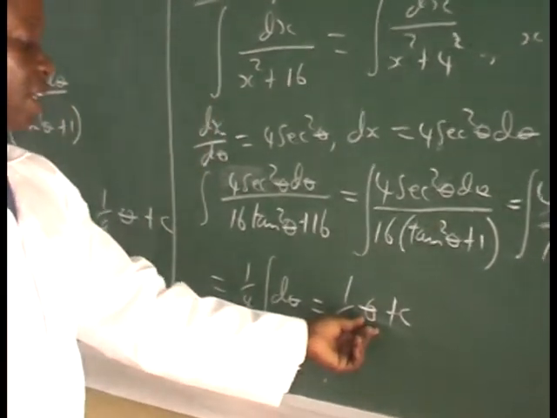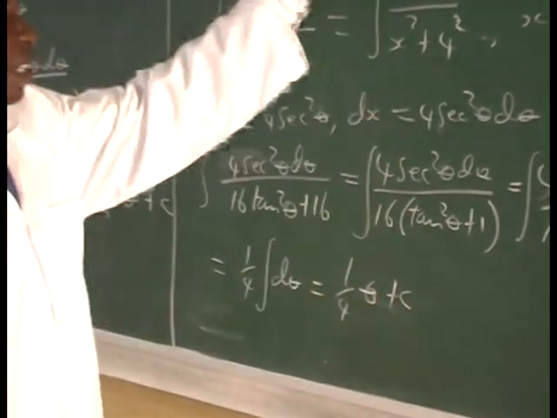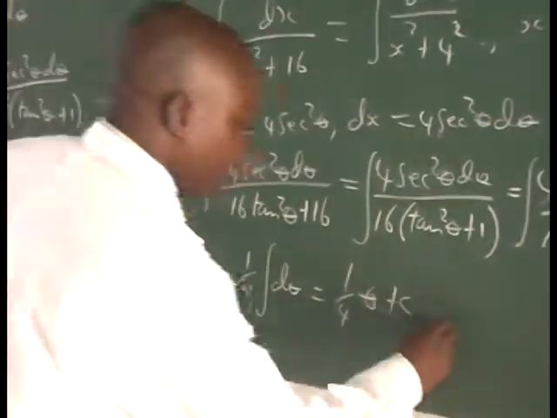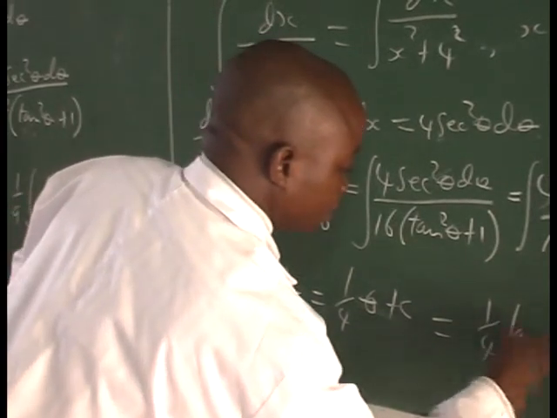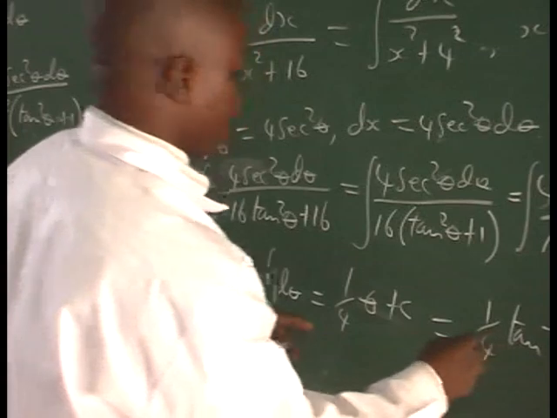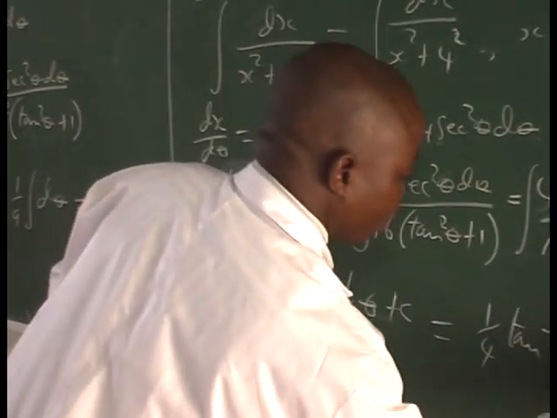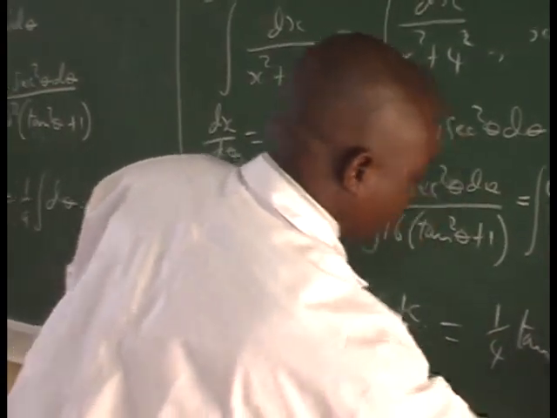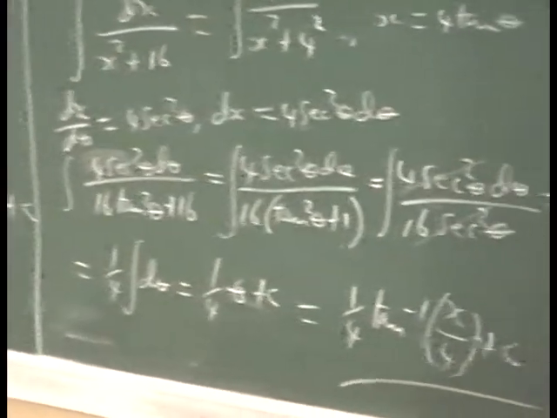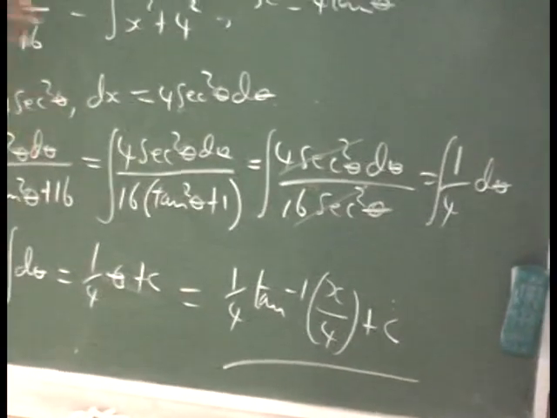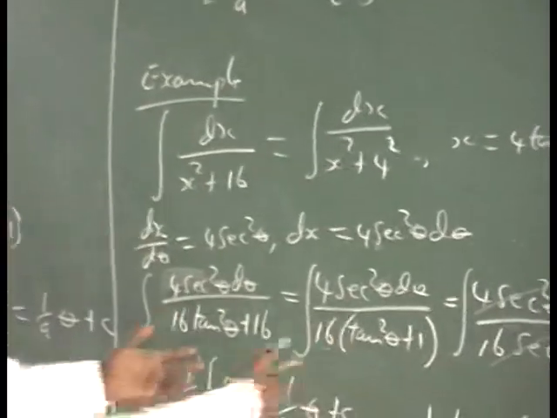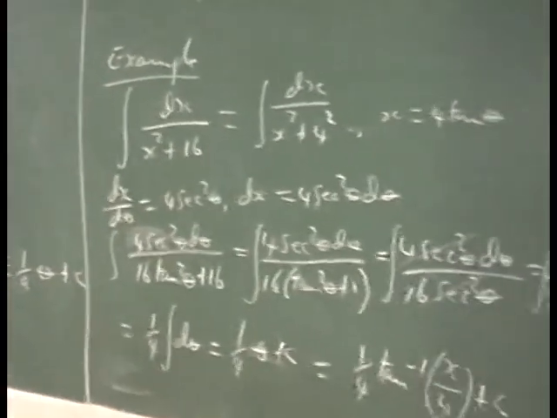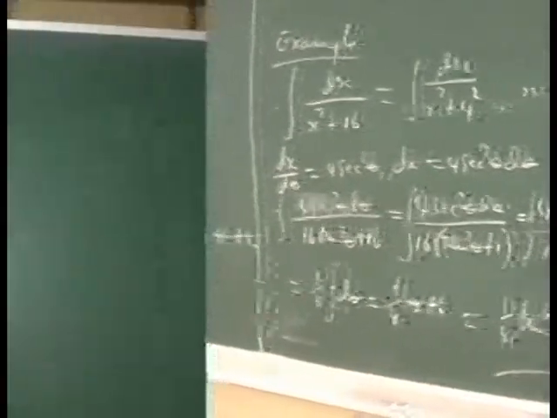But theta is equal to tan inverse, which we have seen. So we have that this will be 1 all over 4 tan inverse of x all over 4 plus c. That becomes the integration. So the short way is, if they give you this, just conclude here. By this we are trying to show how it works. So that's how it works.